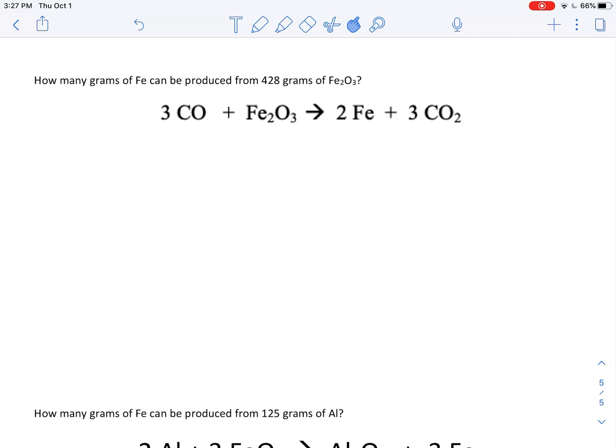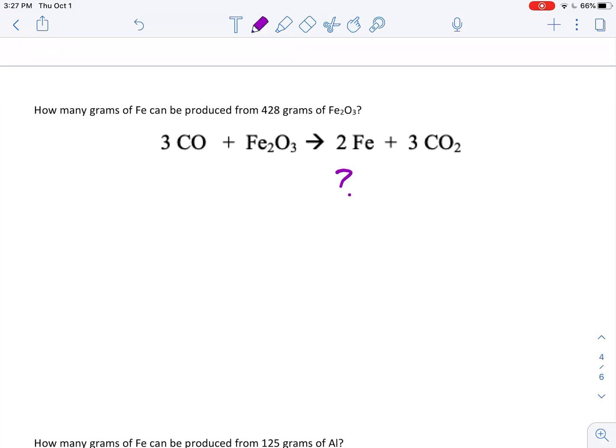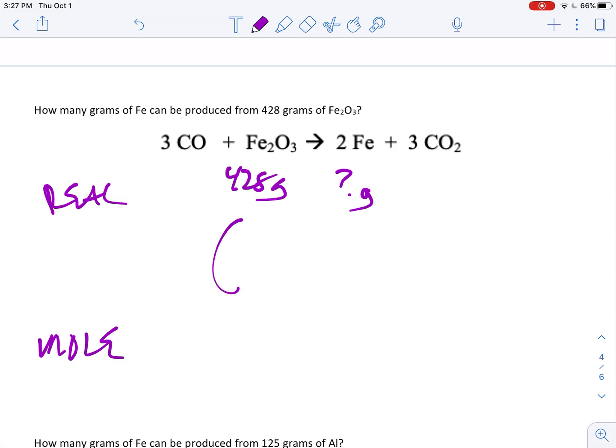Let's try another one. How many grams of iron can be produced from 428 grams of Fe2O3? Okay? So that's the real world unit. Now I got to get to my mole world.